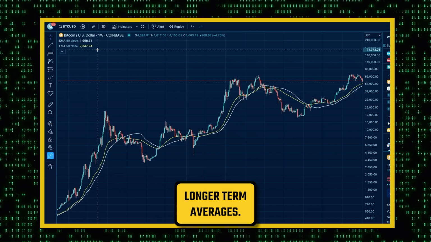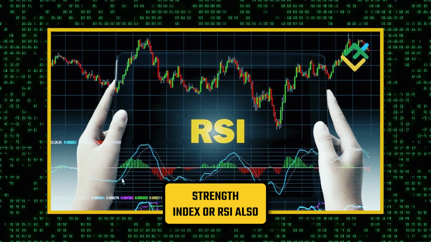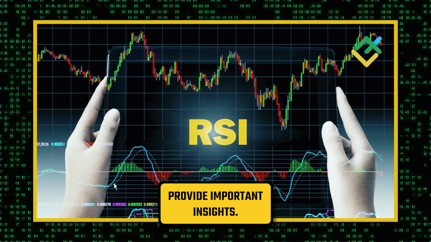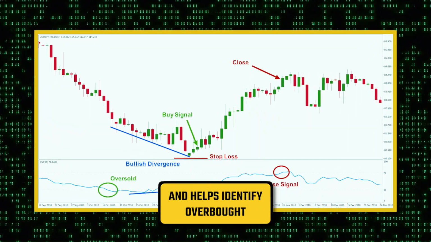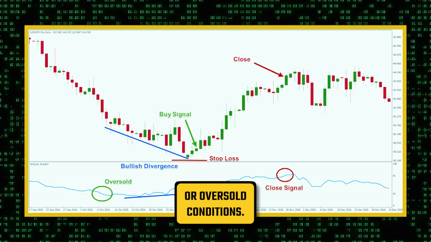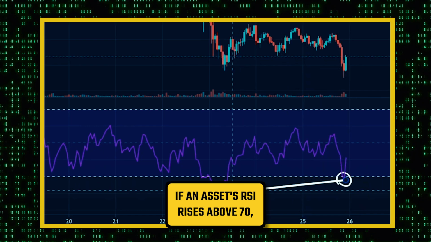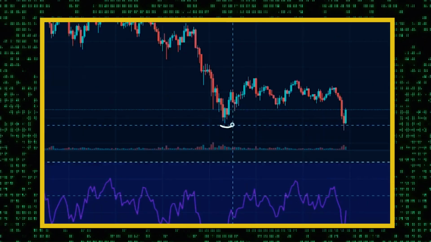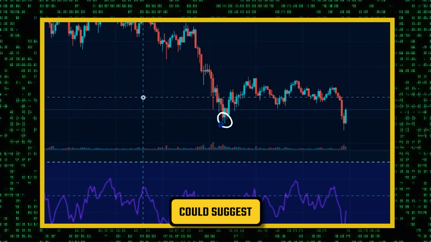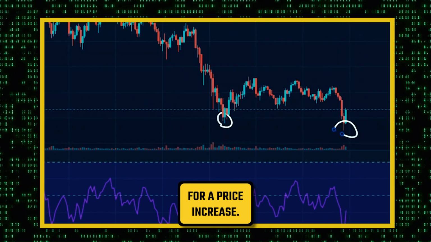Momentum indicators, like the Relative Strength Index or RSI, also provide important insights. The RSI measures the strength of recent price movements and helps identify overbought or oversold conditions. If an asset's RSI rises above 70, it may be overbought, signaling a potential pullback, while an RSI below 30 could suggest that the asset is oversold and may be due for a price increase.